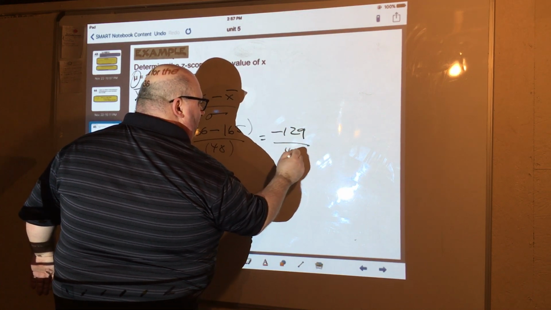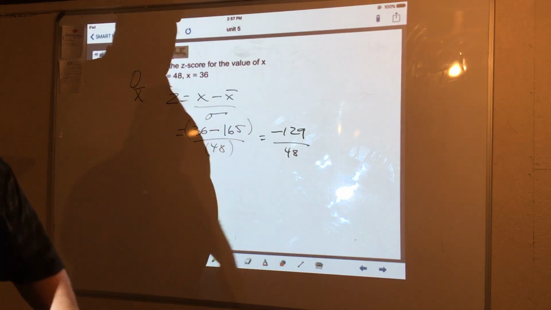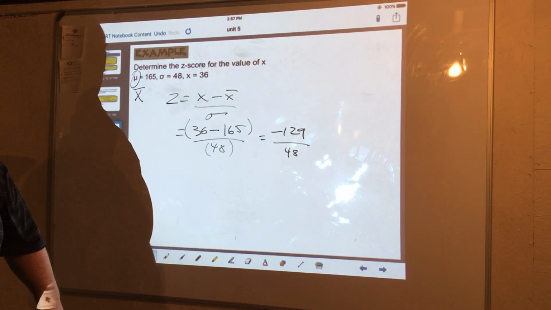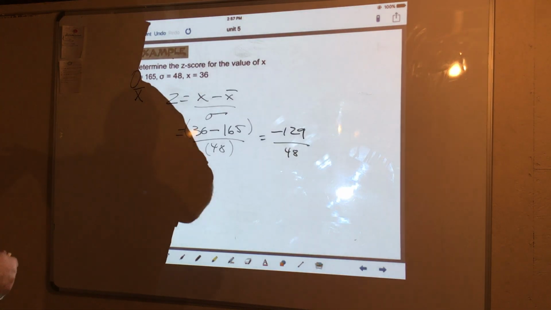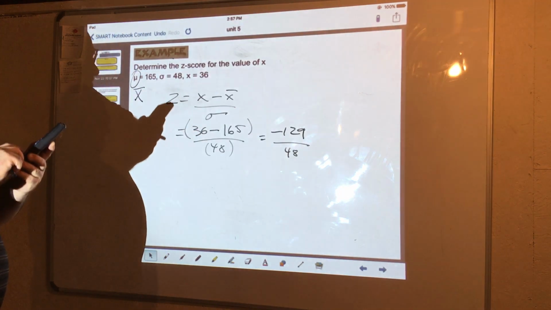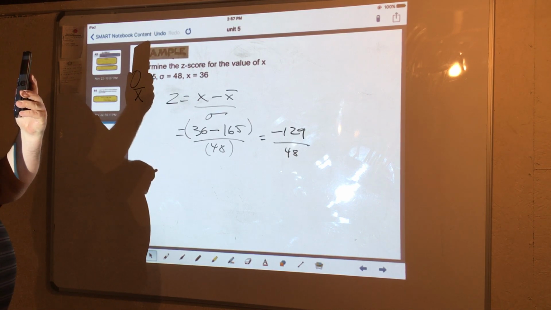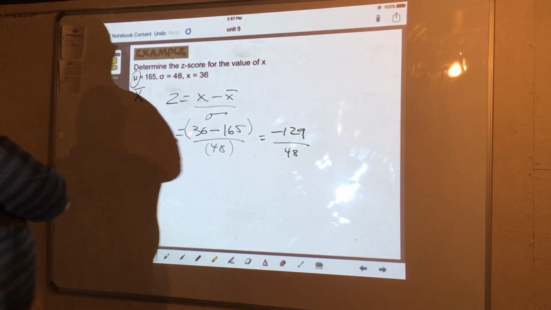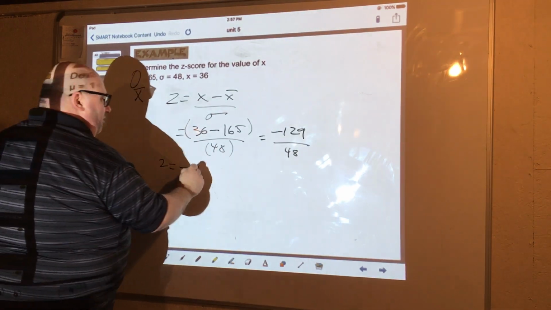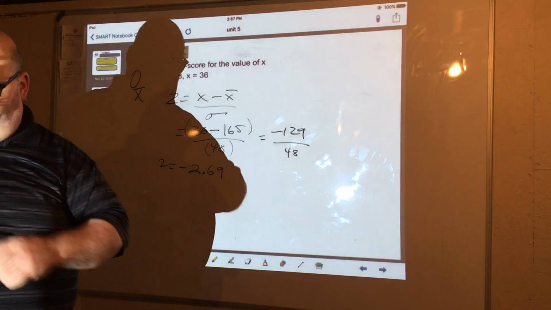All over 48. Now, here's the thing about z-scores: they are all percentages expressed as a decimal. So we can simply take negative 129, divide it by 48, and we're going to do this to 2 decimal places. Negative 2.69. So we get z equals negative 2.69.